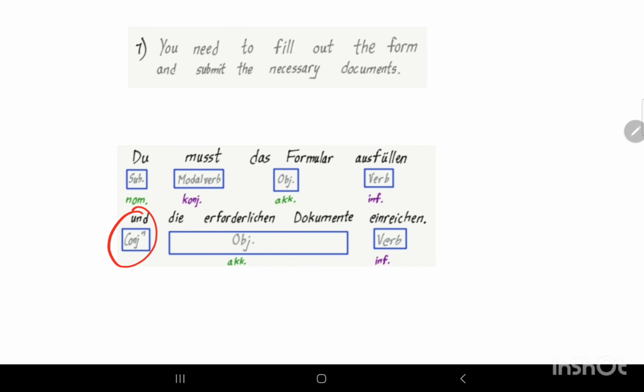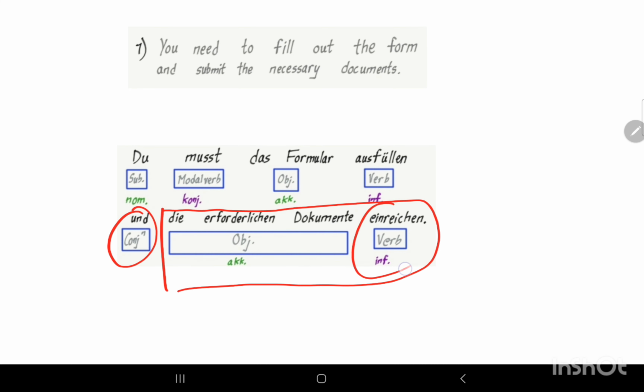Und, right? So if you notice in this sentence, you have the verb in infinitive form, you have the object, die erforderlichen Dokumente. Okay, but where is the subject? I can write du musst das Formular ausfüllen und du musst die erforderlichen Dokumente einreichen, but you don't have to write it, it's obvious from this. I could have written du musst again over here after und, but it's not necessary.